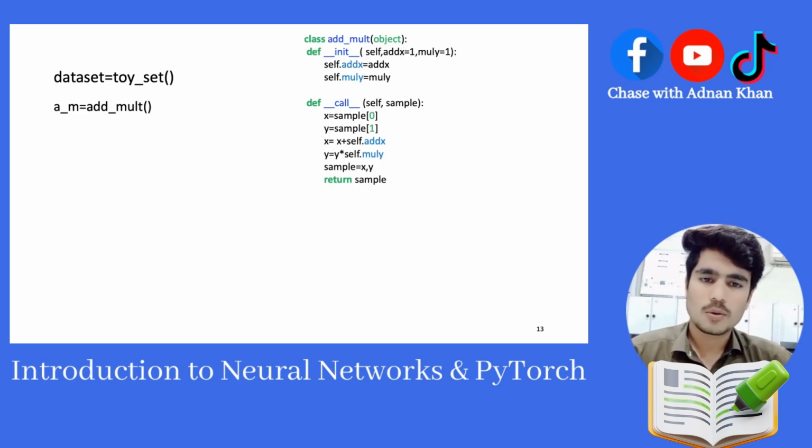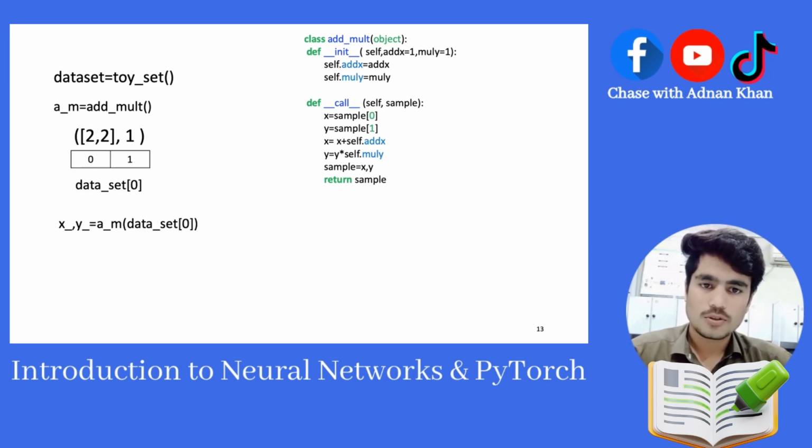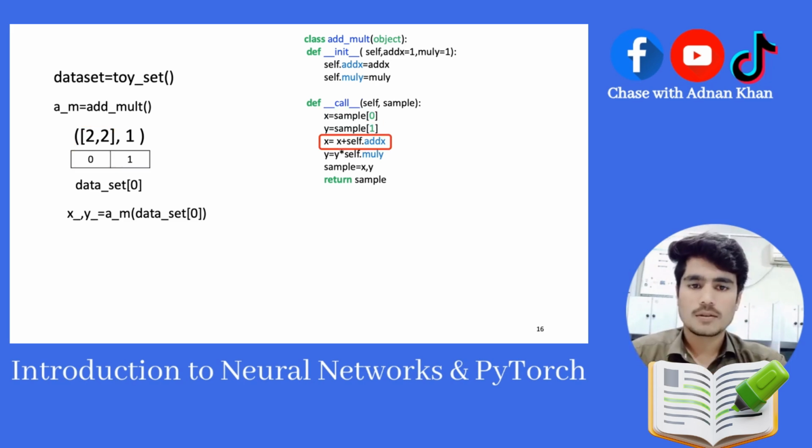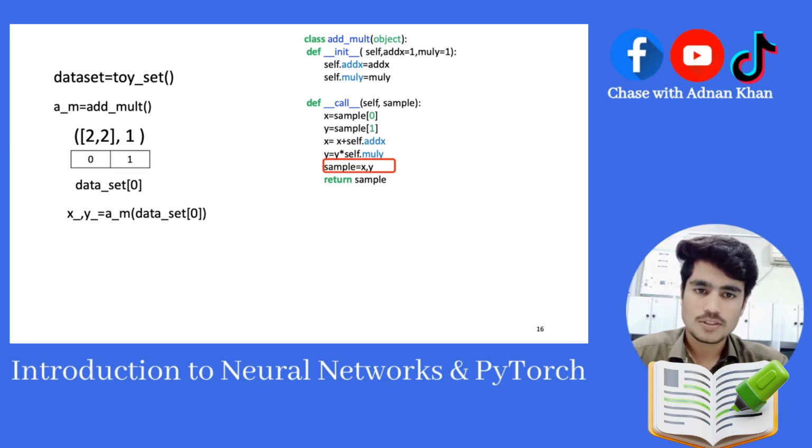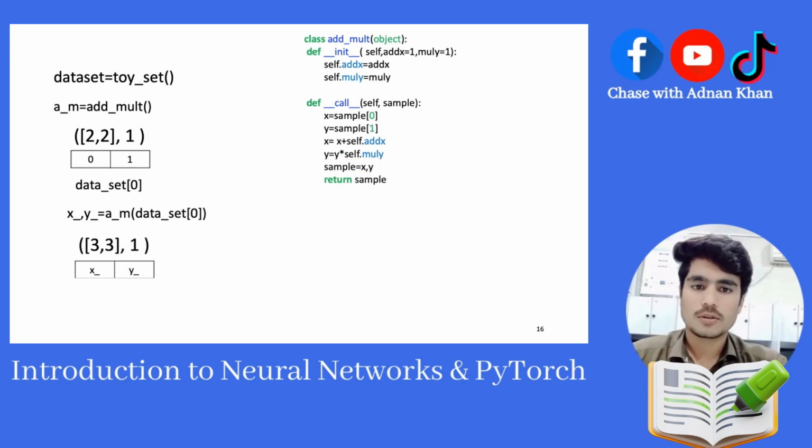We create a transform object and we apply it to the first sample of our dataset object. If you recall, the dataset object returns a tuple. Each element corresponds to the tensors x and y respectively. When we apply the transform object to the tuple, the first element of the variable is assigned to x. The second element of the variable is assigned to y. The object adds the value of addx to the tensor x, in this case the value is 1, and multiplies tensor y by the value muly, in this case the value is 1. We then reassign it to the variable sample. The value is returned. The result is 1 is added to the tensor in the first element of the tuple, and the second element is left unchanged.